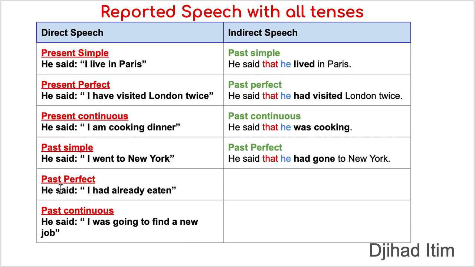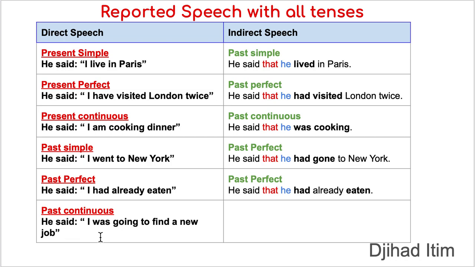Now we move to the next one, past perfect. We have an example here. He said, I had already eaten. So what can you say in the indirect speech? You say, he said that he had already eaten. So from past perfect, it stays in the past perfect. The verb does not change. We have I had eaten, and had eaten is here as well. We just omitted the colon and the quotation marks, added that, and changed the pronoun from I to he, and the verb does not change. It stays in the same tense, past perfect.